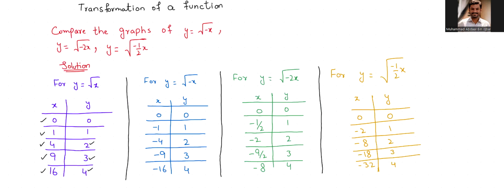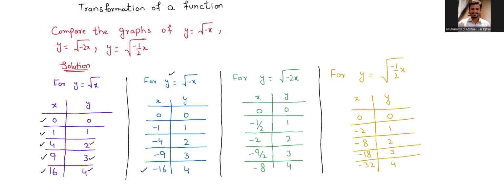Okay, now in this case, y equals square root of minus x. Here we just need to multiply all of these x values by minus 1. Here we have the factor 1, and this 1 is inside the function. So we just multiply by factor 1. So this is 0, minus 1, minus 4, minus 9, and minus 16. If we plug in 0 into this function, we get y equals 0. For minus 1, we get 1. For minus 4, we get 2. For minus 9, we get 3. And for minus 16, we get 4.